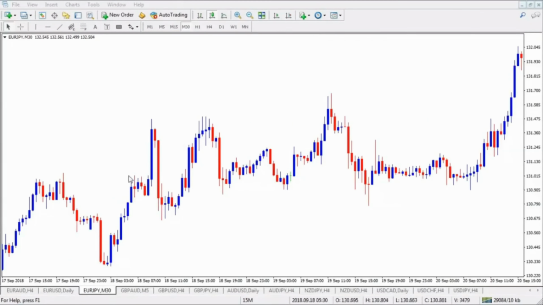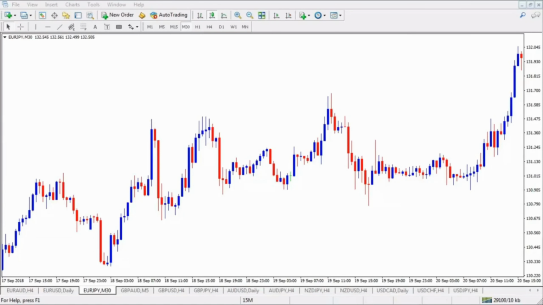So we've got an actual chart here, and we can see that the market moves up, comes back down, moves up, comes down, up, down, up, down. We understand that the market moves in this zigzag fashion, and when it moves up and gets rejected and moves down, it forms an area of resistance.